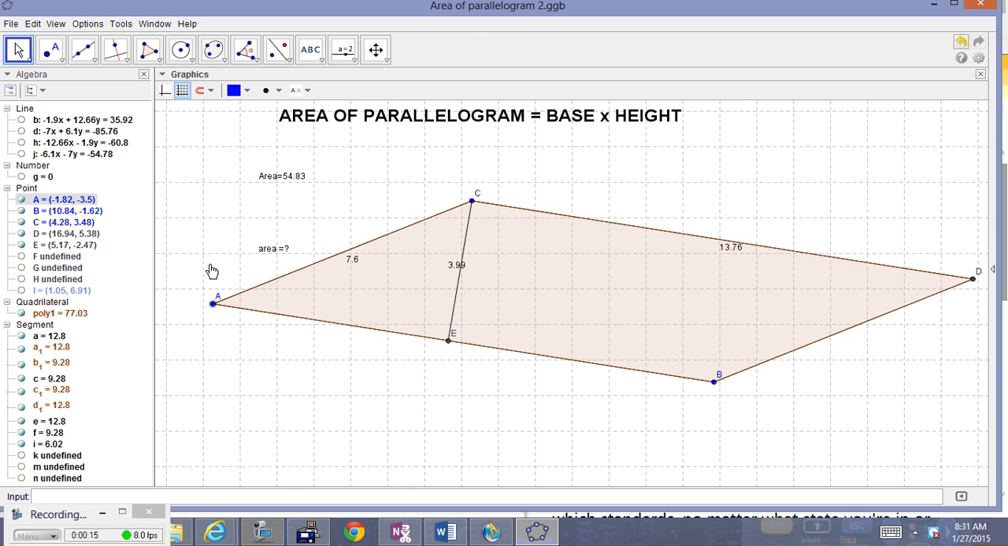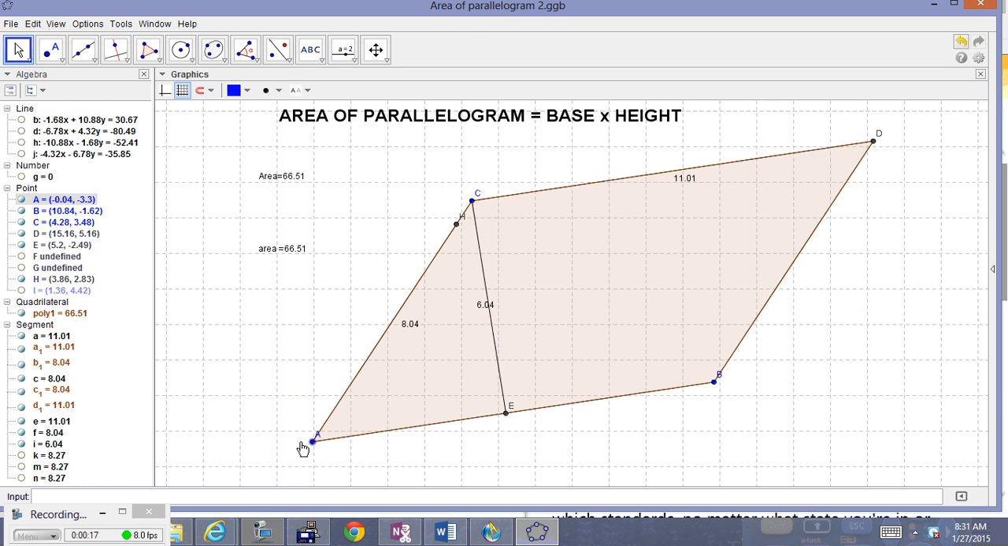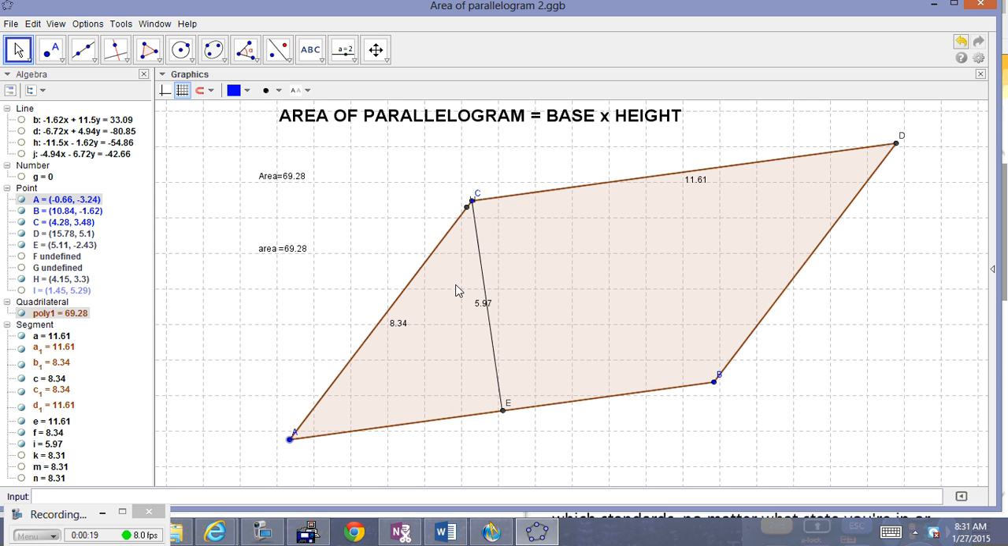So here's our parallelogram, completely flexible. We can find its area because we know its base here is 1161, and we know that its height is 597 as it stands, okay? And their product is the area as shown over here.